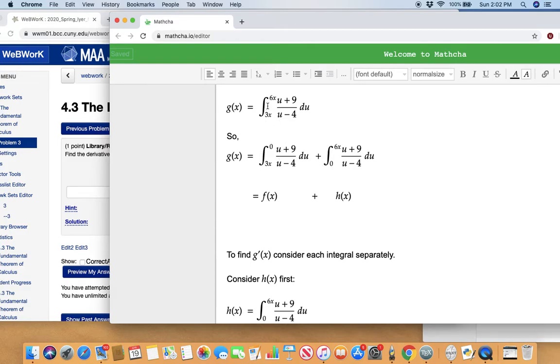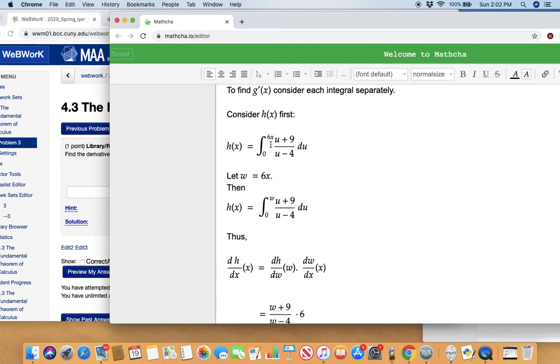Okay. So the first part, 3x to 0, I'll call it f(x). The second part, 0 to 6x, I'll call it h(x). So the derivative of g will be the derivative of f plus the derivative of h. So it's enough to understand these two separately. Let's start with this because its lower limit is a fixed number. This one will have to do a little more. So let's work with h(x) first.